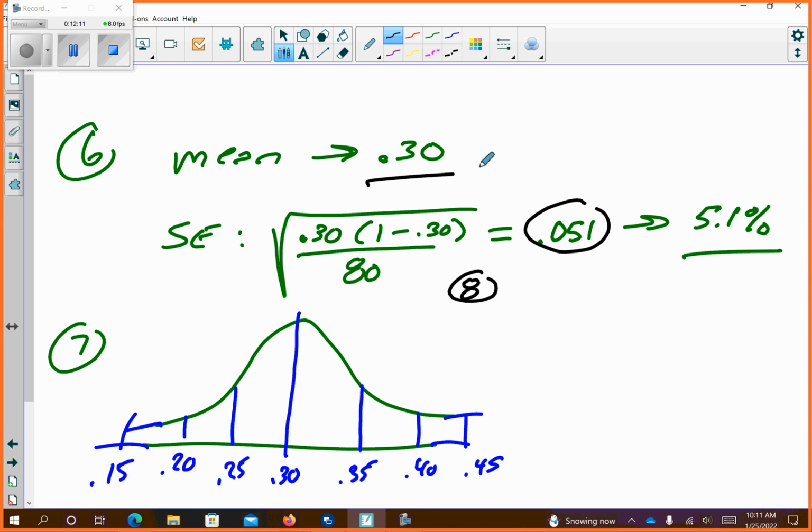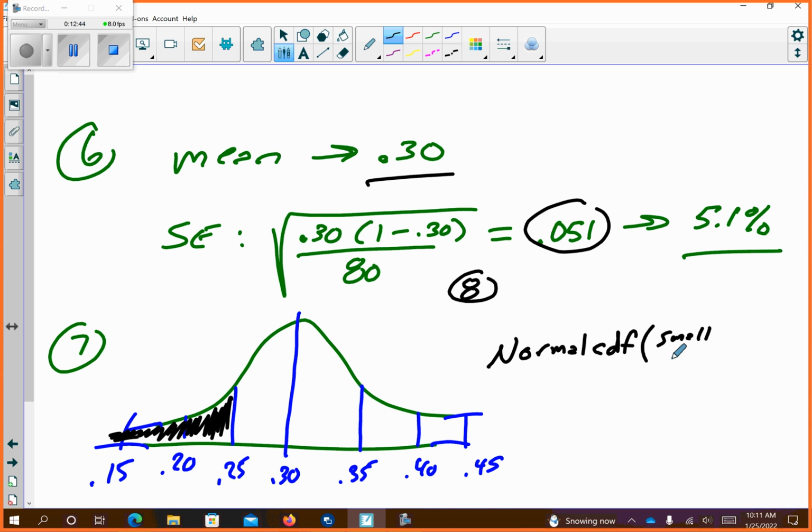It says calculate the probability a random sample of 80 people will produce fewer than 25% with type A blood. So we're looking here. This is the area we're looking for. So remember, this is going to be normal CDF on the calculator. And when you plug it in, we want less than, so we want a really small number here, far to the left of 0.3.